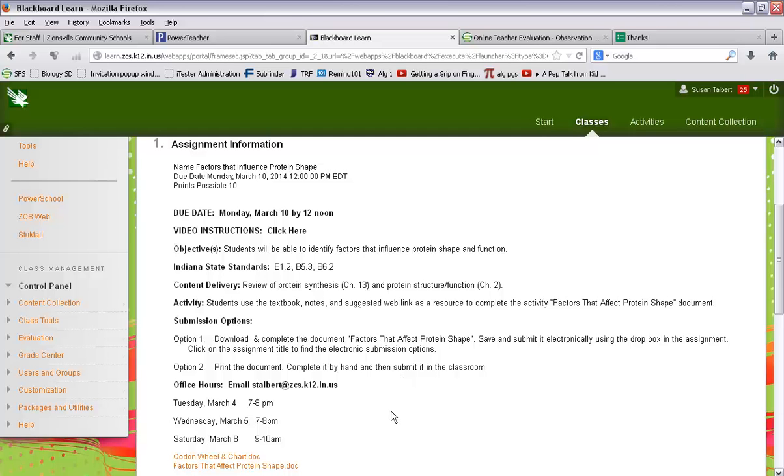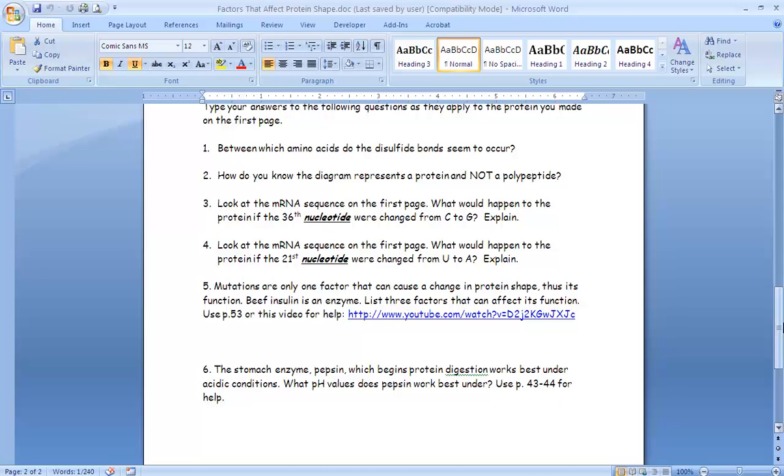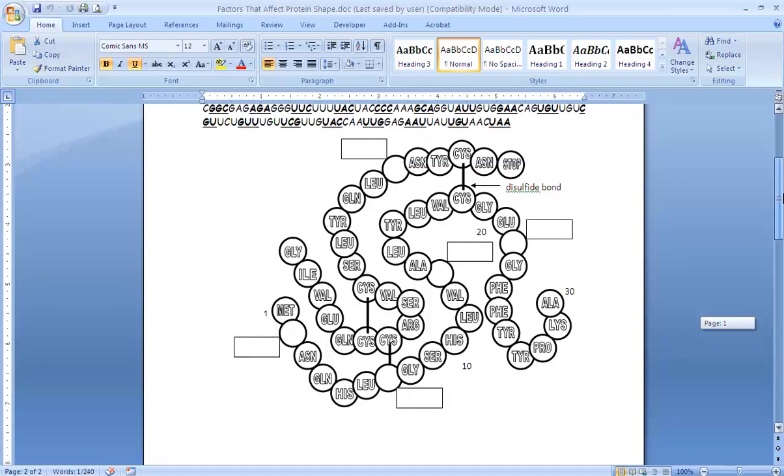The lesson we have you looking at is considering how the shape is influenced, both by amino acid sequence and by other external factors. So let's download this. Let's get to the document that you need, Factors that Affect Protein Shape, and let's get that opened up.